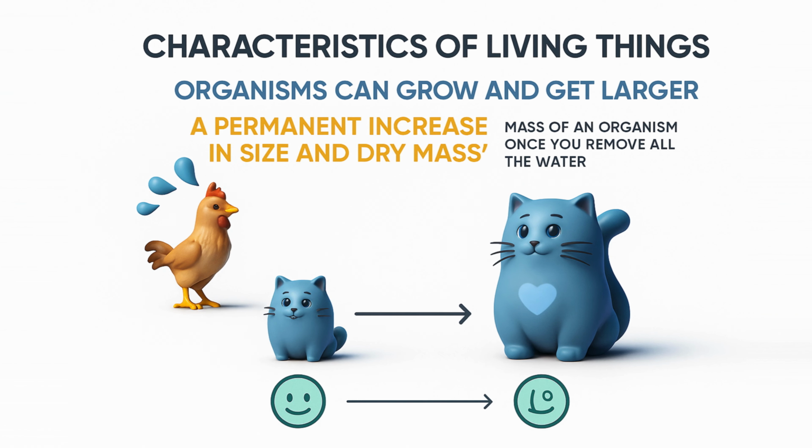Moving on to growth, this refers to a permanent increase in size and dry mass, which is the mass of an organism once all water is removed. A cat growing from a kitten to an adult or a bacterium increasing in size as a single cell are both examples. Reproduction is the process by which organisms produce more of their own kind, either sexually like a cat having kittens or asexually like a bacterium splitting into 2 identical cells.